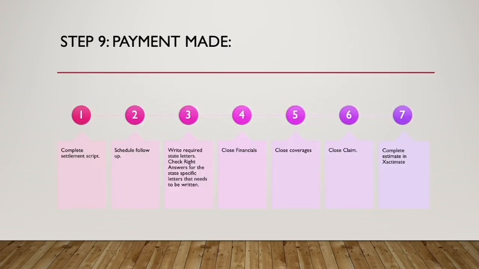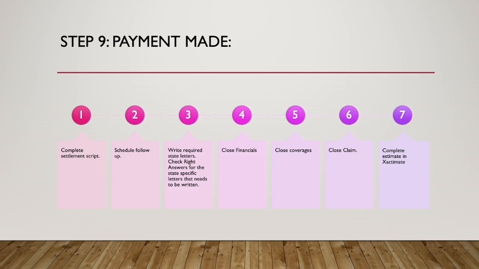Once payment has been made, you want to complete the settlement script in the system. Schedule a follow-up with the insured. You may set it for 30 days from the date of settlement so that you can reach out to the insured and see if everything was okay, they received payment, and make sure that they don't have any additional questions. Once payment is made, there may be some letters required by the state for you to send out to the insured regarding their claim as part of the closing process.